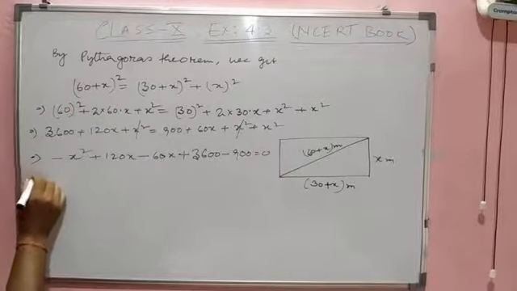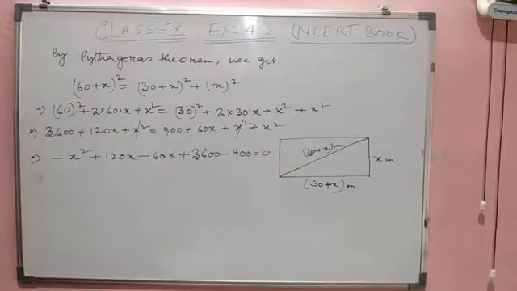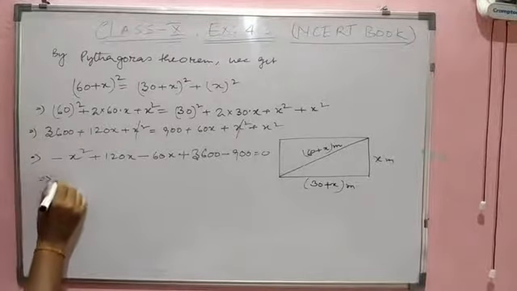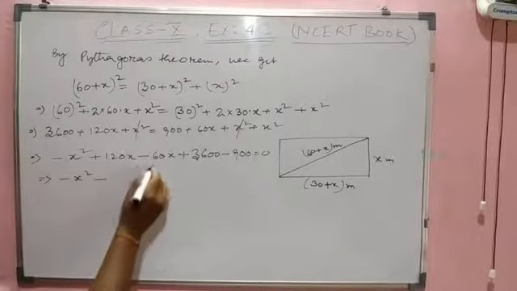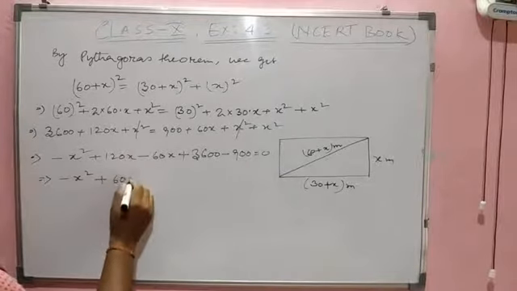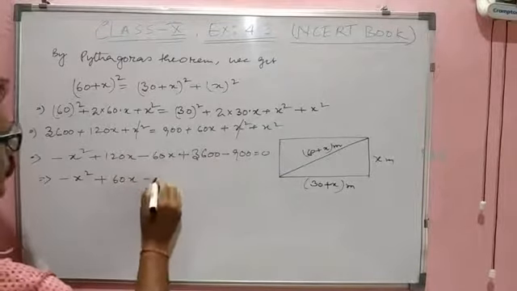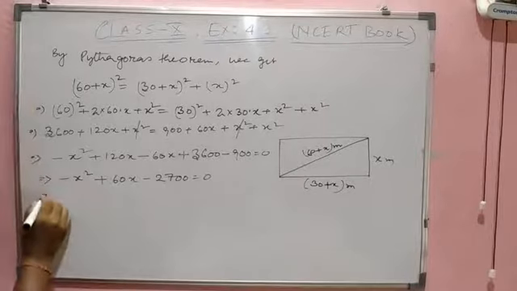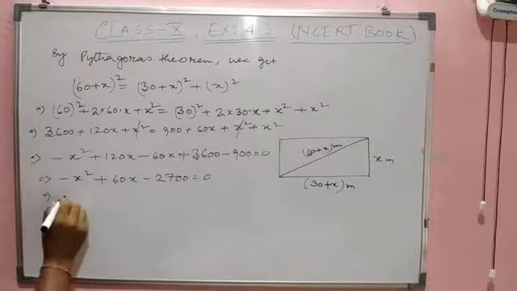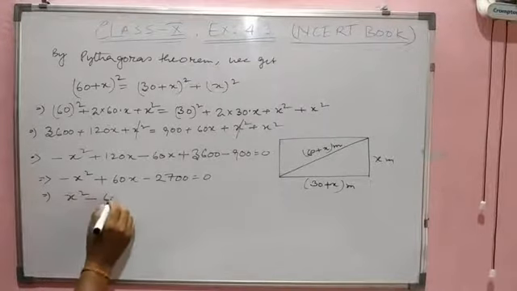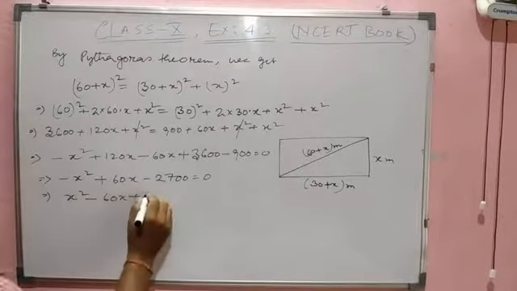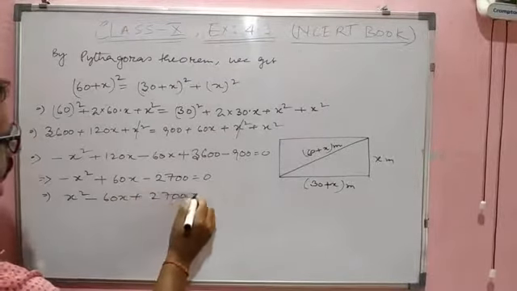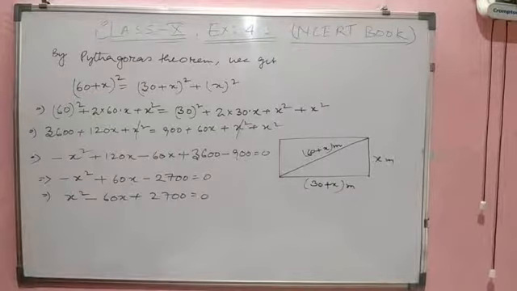Now we get minus x square plus 60x plus 2700 equal to 0. Now multiply by minus 1, we get x square minus 60x minus 2700 equal to 0.